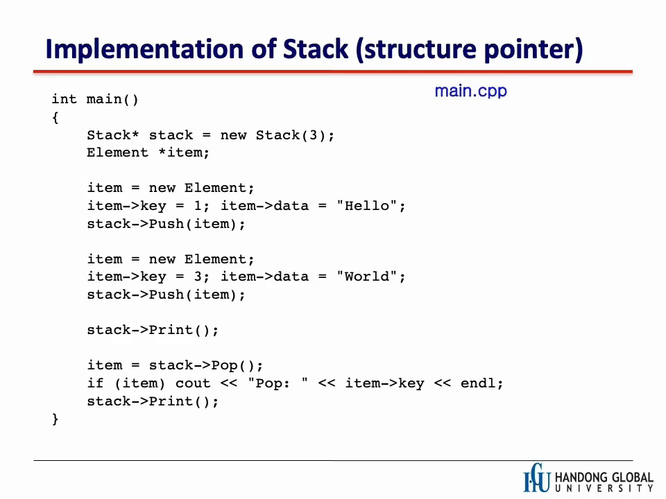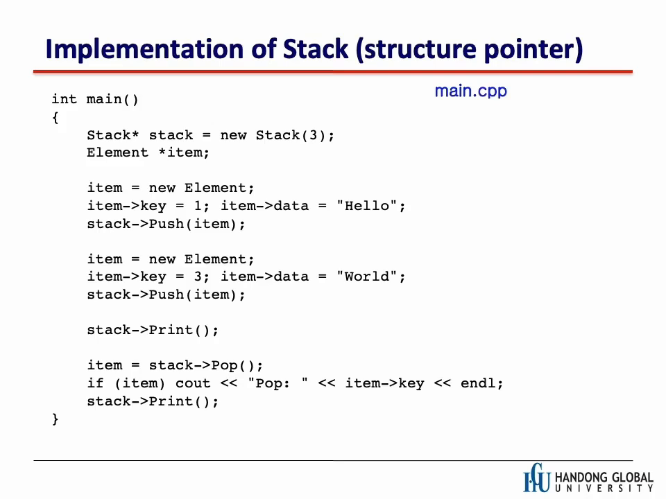In the main function, we declare one stack pointer, and we allocate memory space with 3 elements. So the maximum size is 3 for this stack, and we have element pointer item. Item is just a pointer, so we need to allocate memory space with new element. Now item is pointing to some memory space in the heap. Then we assign some information to this memory space. Item is still pointing to that, and we push this pointer to our stack, so that in our stack we just manage the pointers, not the item itself. Item is still pointing to the memory space from the heap, and we just pass the address of this memory space. Then the stack will get that address.